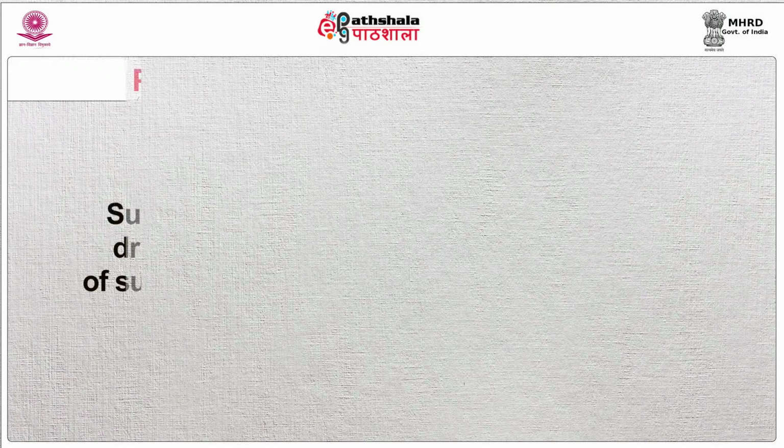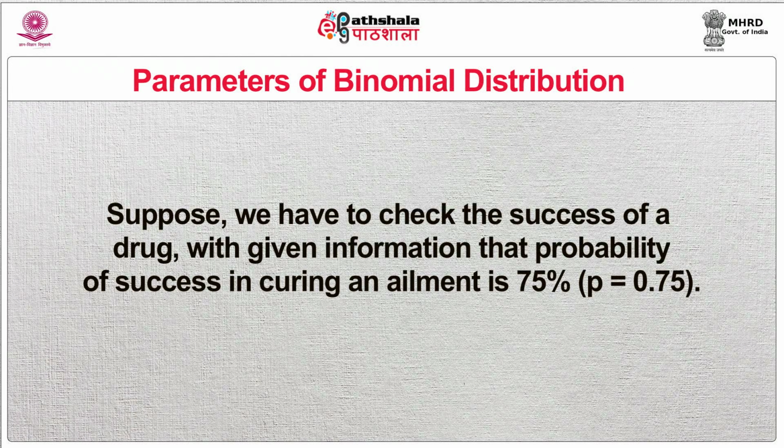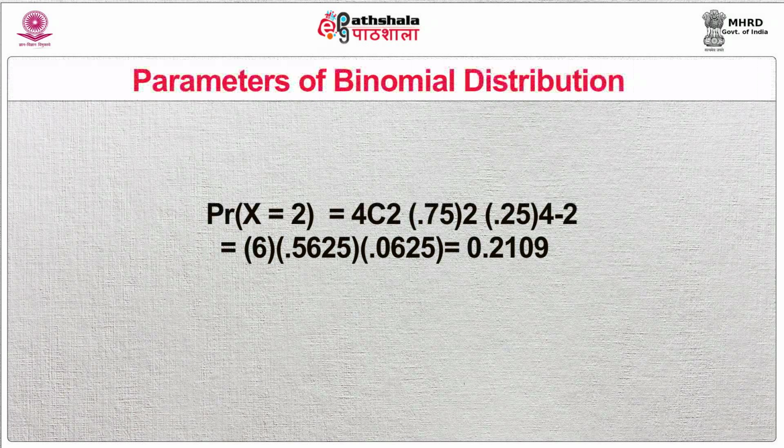In this formula, i stands for the total observed number of successes, n stands for the total number of trials, p stands for the probability of success for each trial, and q stands for 1 minus p. The above formula can be better understood with the help of an example. Suppose we have to check the success of a drug, with the given information that the probability of success in curing an ailment is 75%, that is p becomes 0.75. This drug is now administered to 4 patients. Here n becomes 4. After this computation, as you see on your screen, the value comes out to be 0.2109.